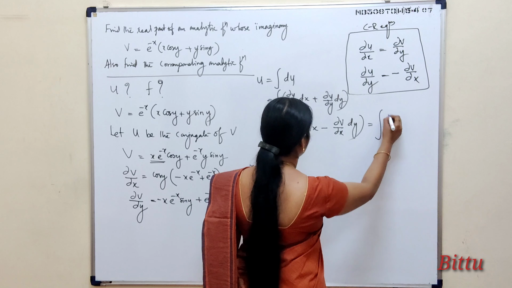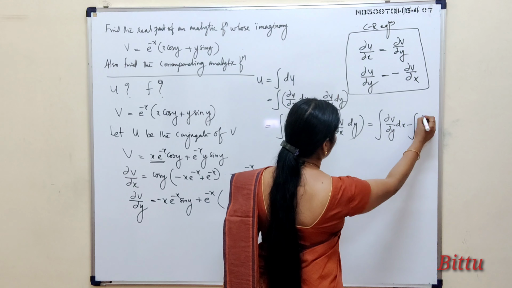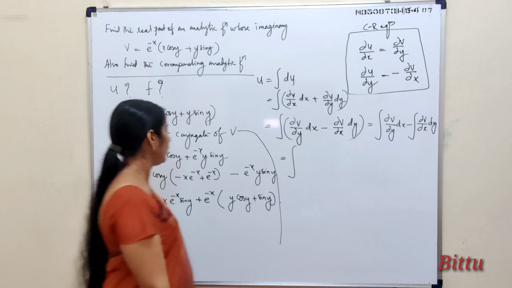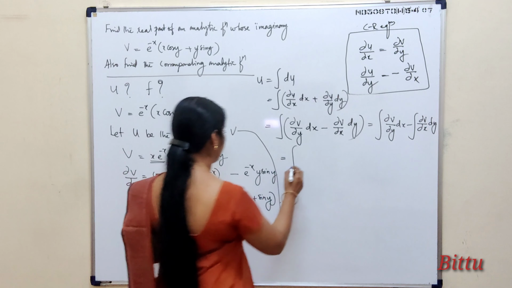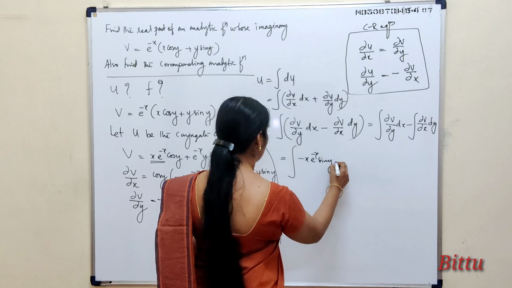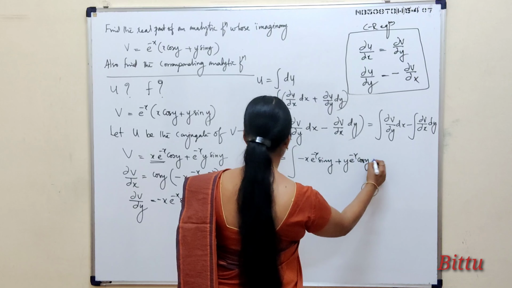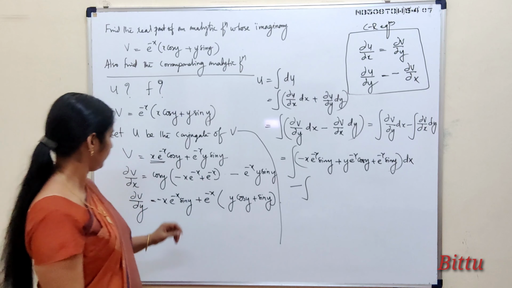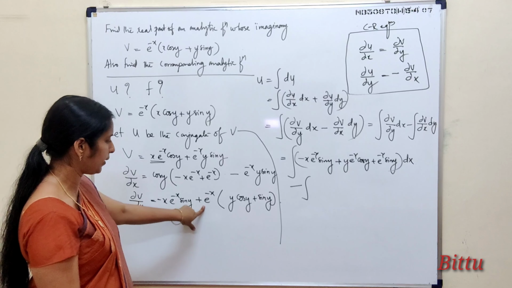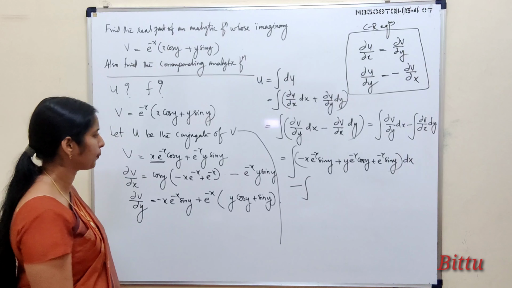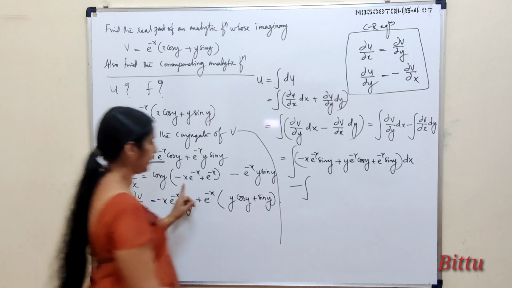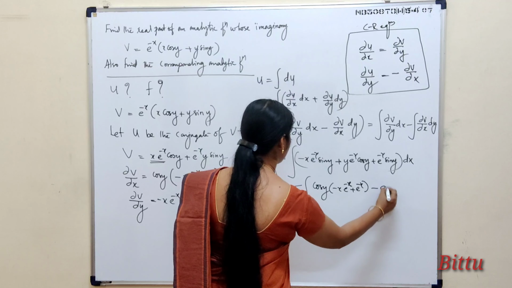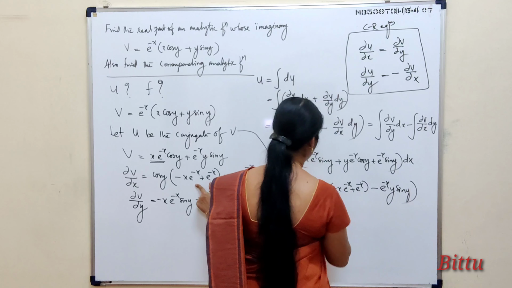Next you split the integral, that is the integral of ∂v/∂y dx minus the integral of ∂v/∂x dy. ∂v/∂y is this term, that is minus x e^(-x) sin y plus y e^(-x) cos y plus e^(-x) sin y, into dx, minus the integral of ∂v/∂x, which is cos y into minus x e^(-x) plus e^(-x) minus e^(-x) y sin y, dy.